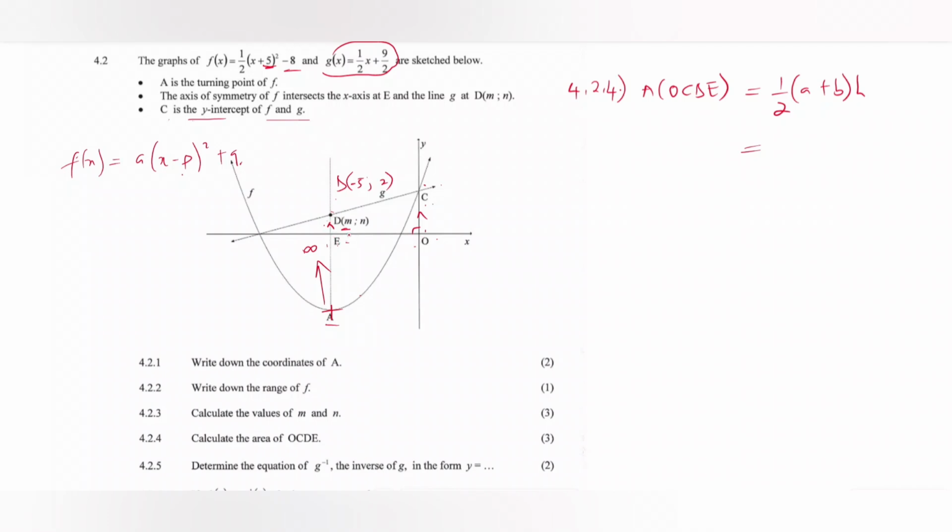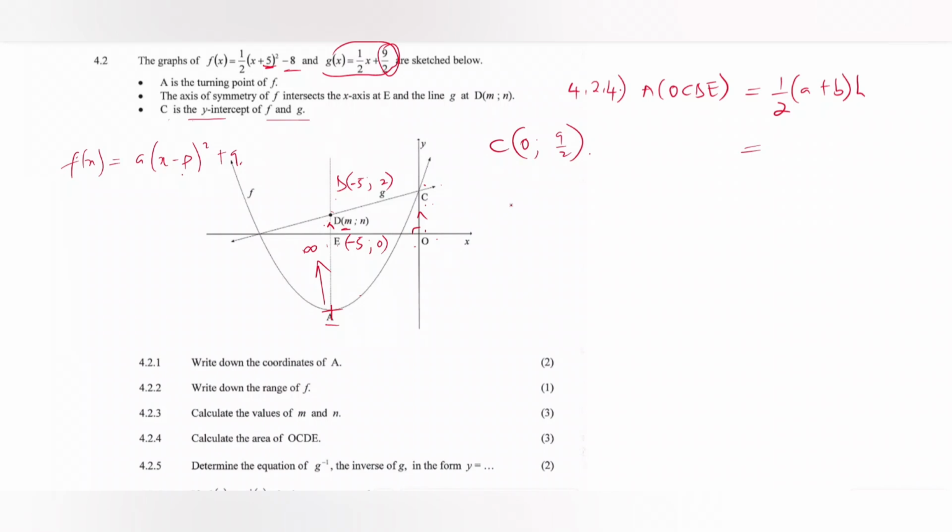The x coordinate of E, we know that it's minus 5. The y coordinate obviously is 0 because it's sitting on the x-axis. Then this one is minus 5 and 2. So now we only need to find the coordinates of C. C is the y-intercept of both graphs. So C is going to be at the y-intercept, where x is 0. Then y is the constant value of our straight line graph, which is going to be 9 over 2.